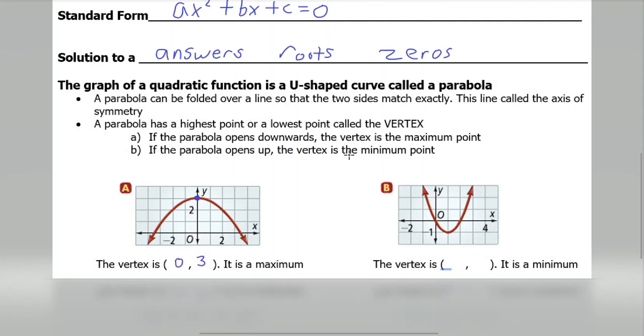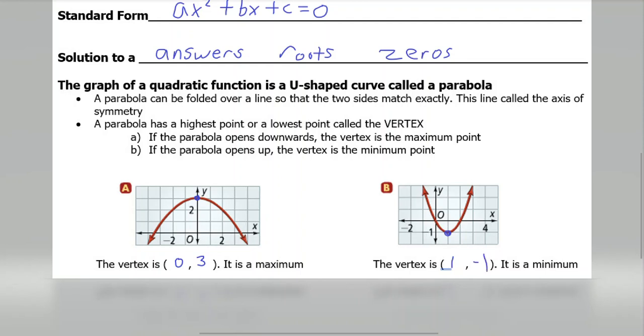If a parabola opens up, the vertex is the minimum point. Like this one opens up. It has arrows pointing up. It's opening upwards, so this is a minimum point. The minimum this one could be is right here, because that's where the curve stops and then goes back up again. So what point is that? Well, that is at (1, -1).